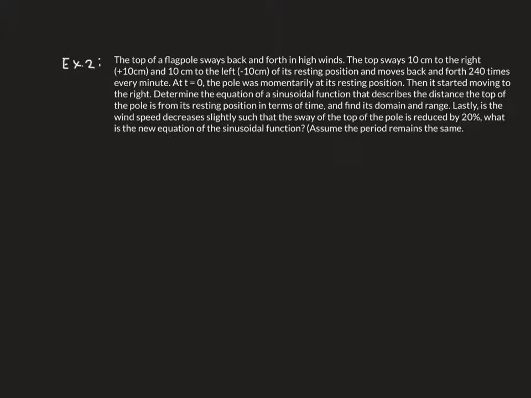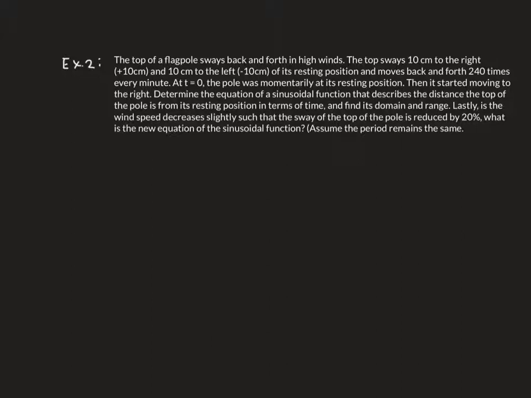Lastly, if the wind speed decreases slightly such that the sway of the top of the pole is reduced by 20%, what is the new equation of the sinusoidal function? Assume the period remains the same. Now, sorry, I do have some typos here. It's supposed to be if, not as. It's supposed to have an end of a bracket there, but let's get into this question.